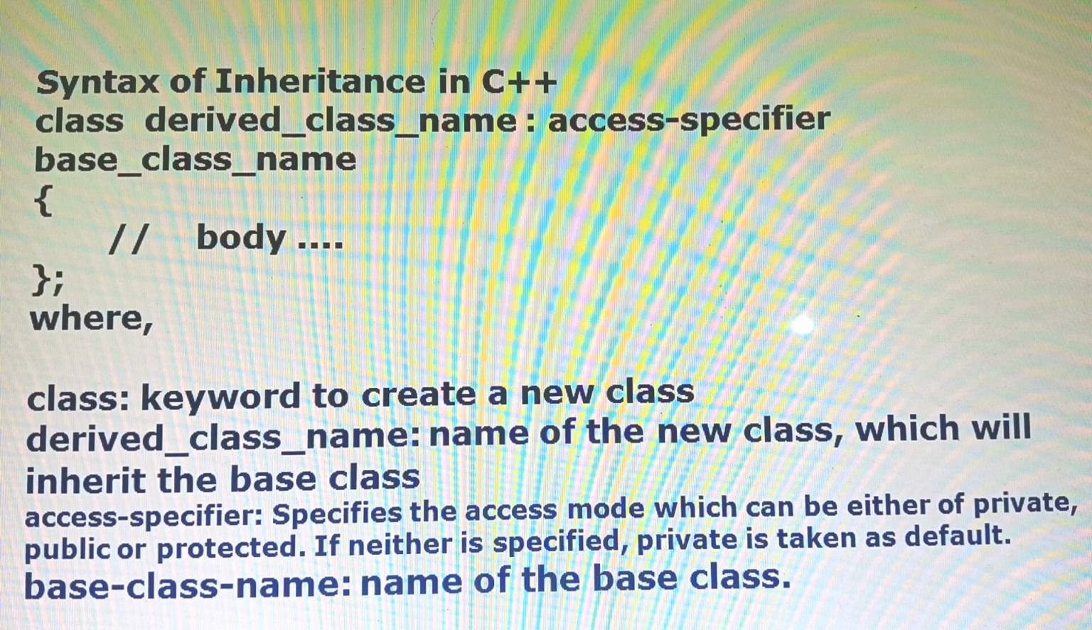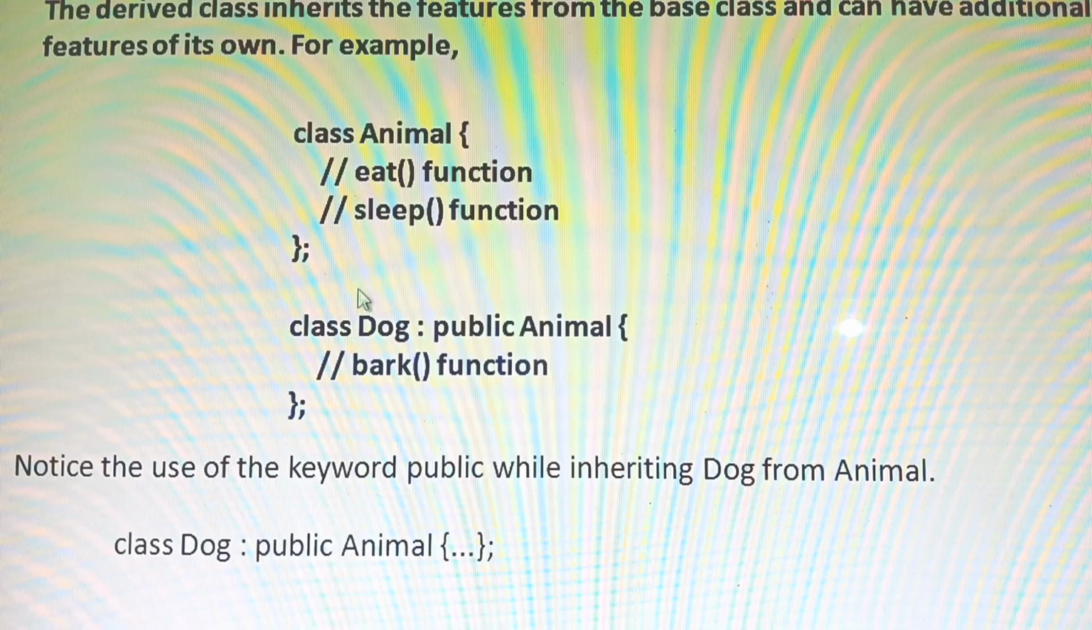Then give the name of the base class, which according to our example is animal. Then give the body of the class. We can give data members, data variables and functions. In such a way we can create a derived class and inheritance.